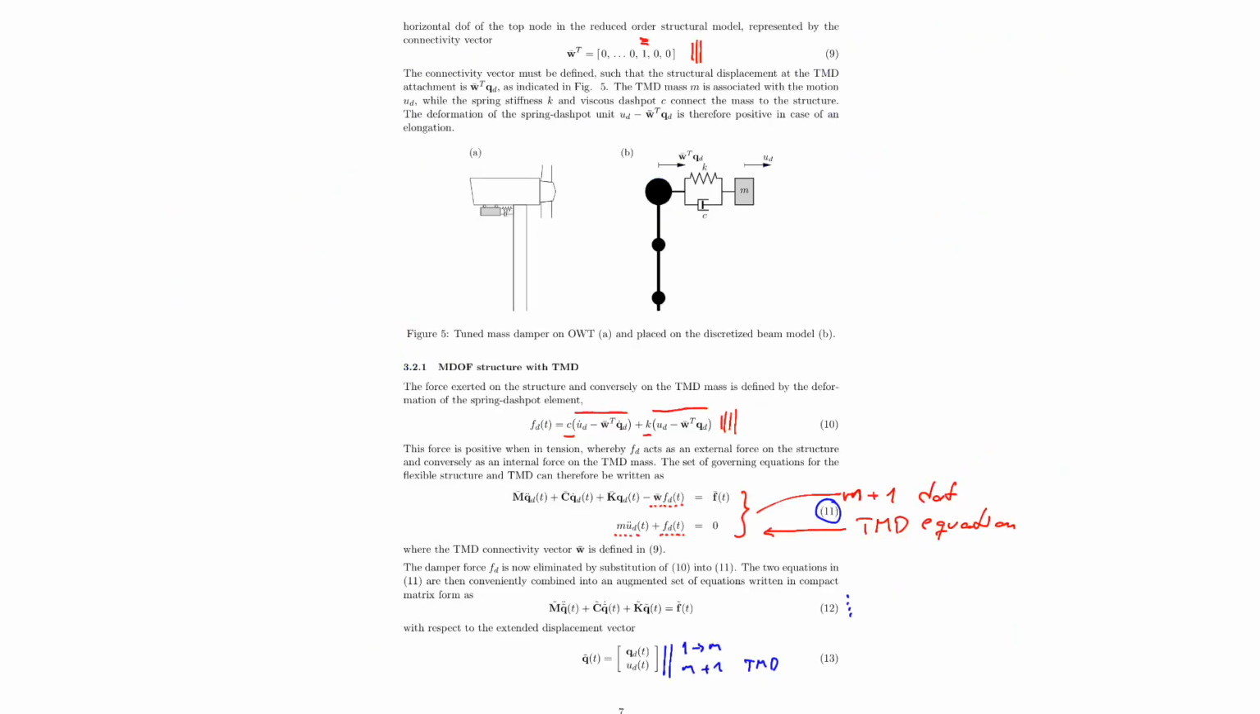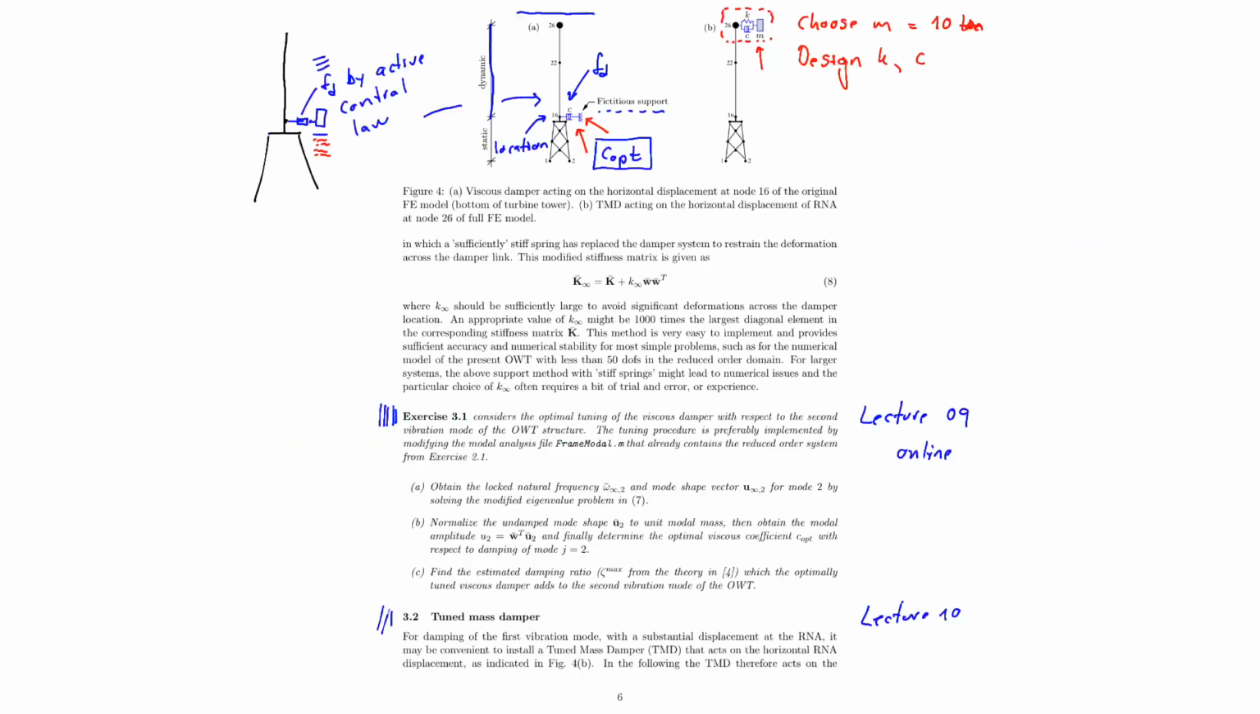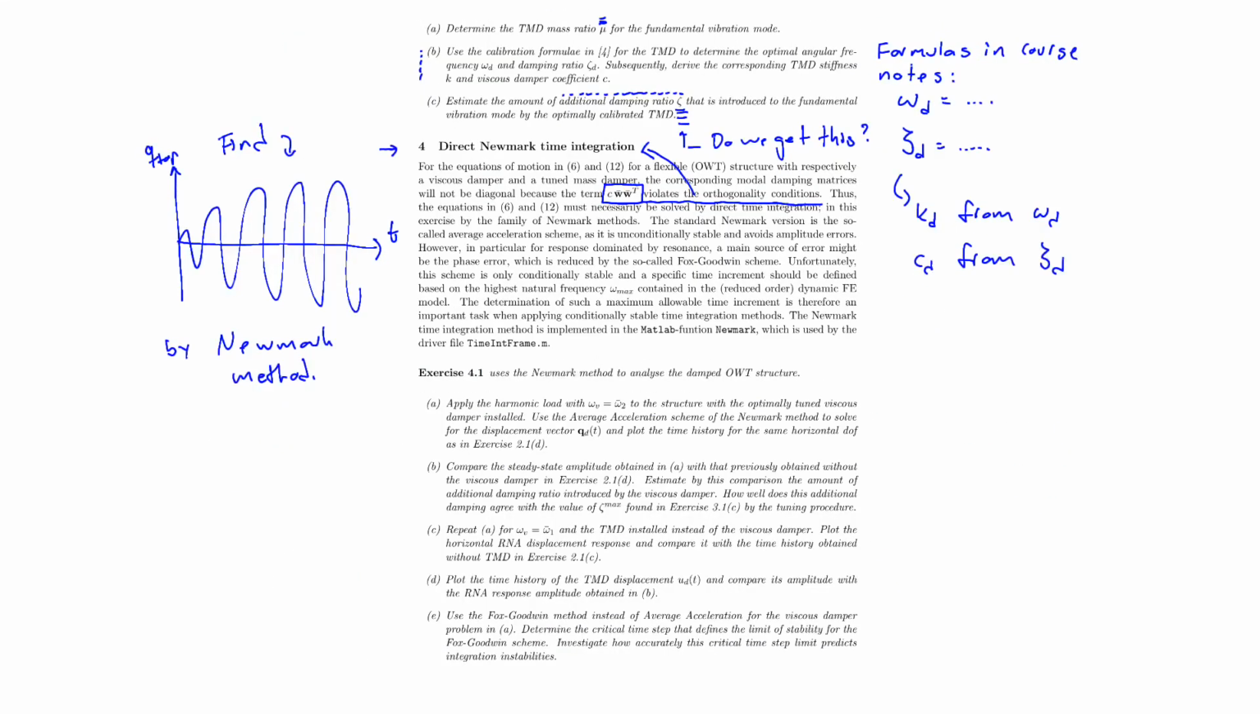Let's have a look at the two equations of motion that you're going to solve. For the TMD, we have this one, so you're going to solve this one by Newmark for the TMD structure. And let's go back. And this one, you're going to solve by the Newmark method for the case with the viscous damper. And the exercises, the questions in 4.1, of course, address this.